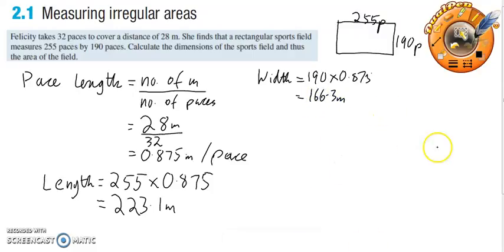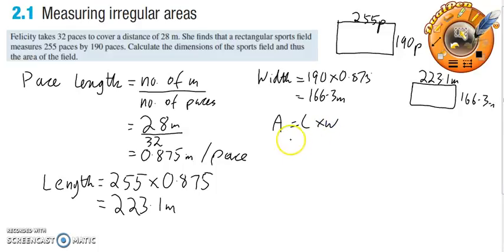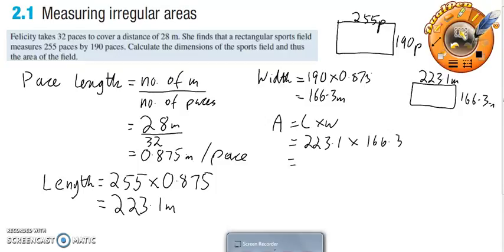So when I look at my diagram, rather than having paces, we can now put in metres. So it's 223.1 metres and 166.3 metres. So now we can use our area formula. Area is going to be length times width, which is 223.1 multiplied by 166.3, and we get roughly 37,100 metres squared. So that's where we can use paces to work out area. We just need to work out a pace length here.